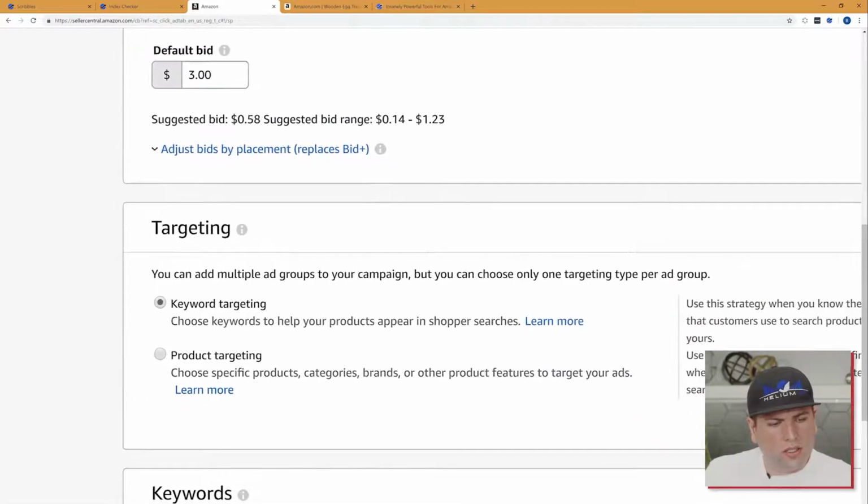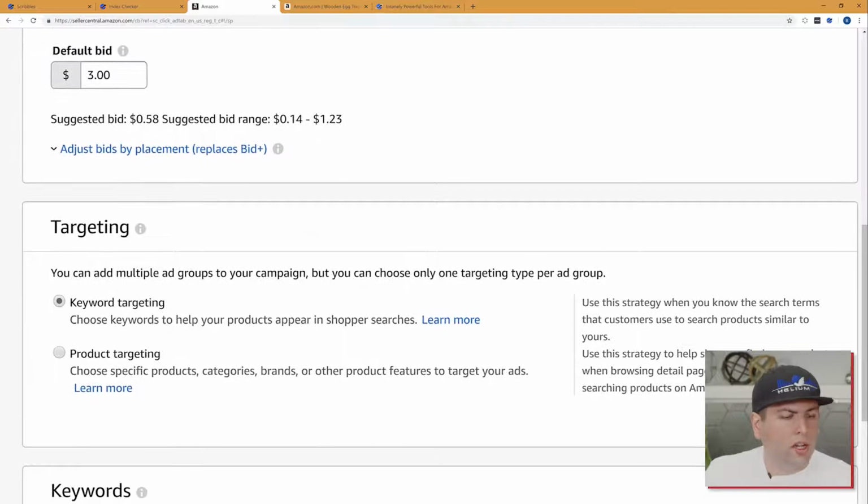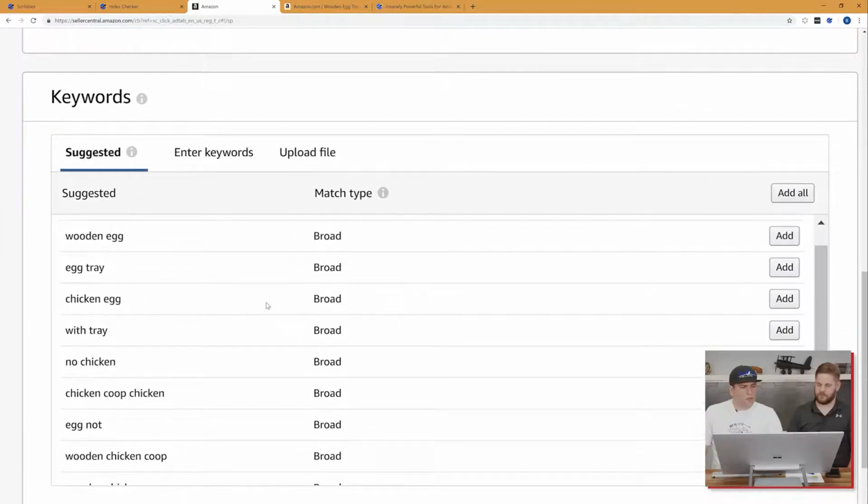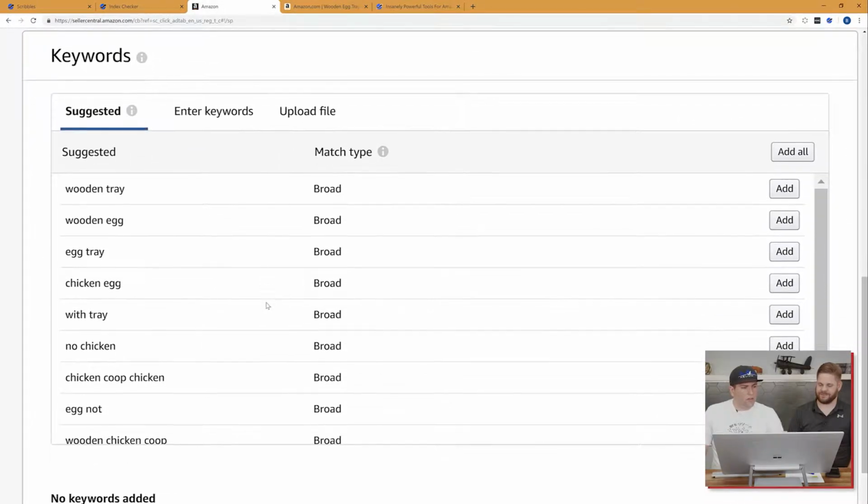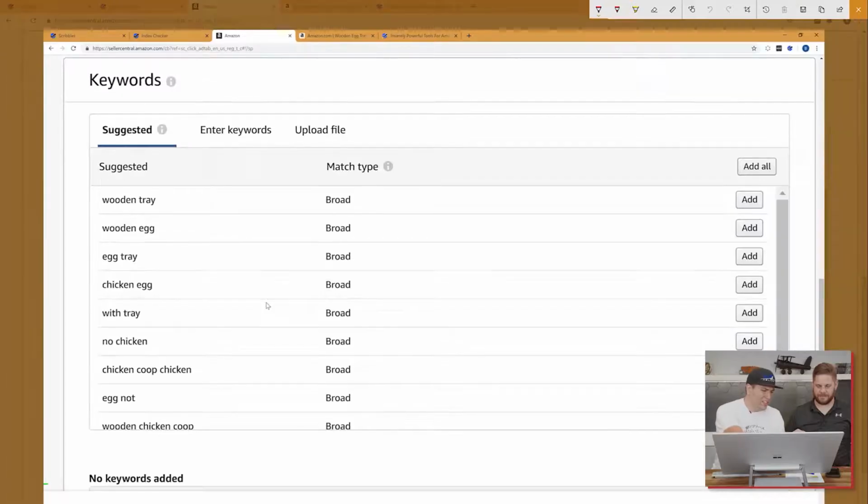Now it looks like the next category here is targeting, and I'm assuming that we're going to want to stick and do keyword targeting for this campaign, right? That's what we've been living in is keywords. Yep. So, speaking of keywords right here, Amazon is suggesting some keywords, and actually in this one, some of them are way off. It's funny how it says chicken coop chicken, probably because of our brand name of Gee's Chicken Coop, right? Yep. So it already indexed our brand name, which we didn't even realize.